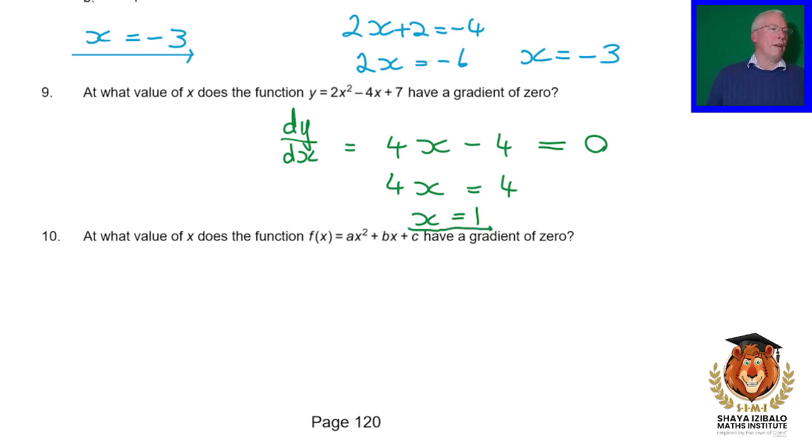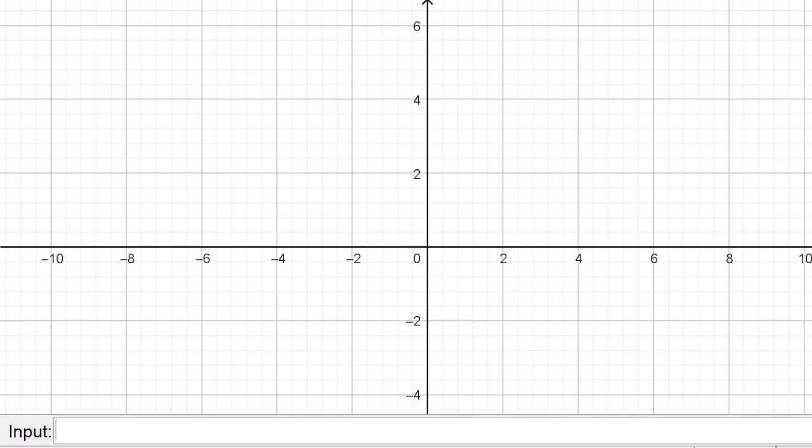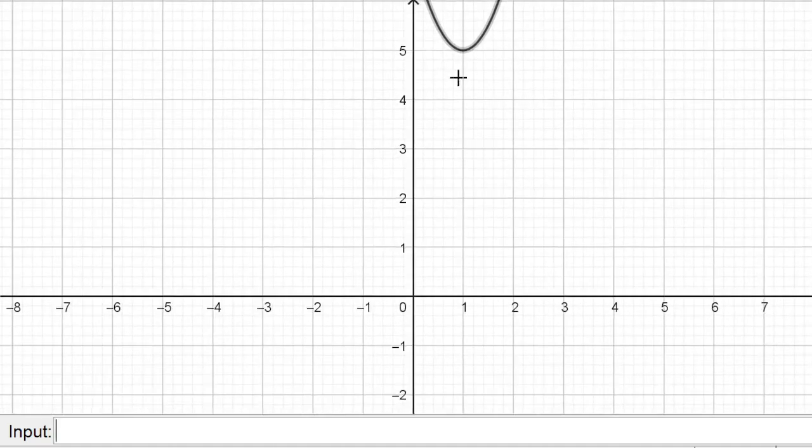Okay, and I'm going to quickly draw that graph for you just to show you what it looks like. Okay, let's type it in. I think it was y equals 2x squared minus 4x plus 7. Okay, now I want you to look at where that graph has a gradient of 0. It starts off with a negative gradient and then it goes uphill. It looks like, absolutely, there it is. At 1, it's got a gradient of 0, which is exactly what we've just found. That's where the graph turns.